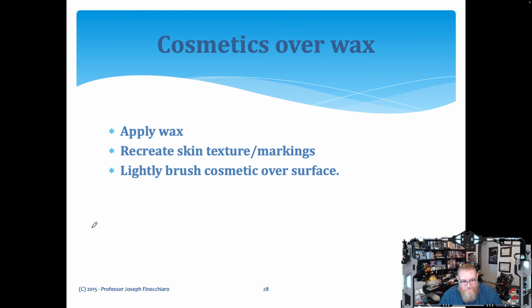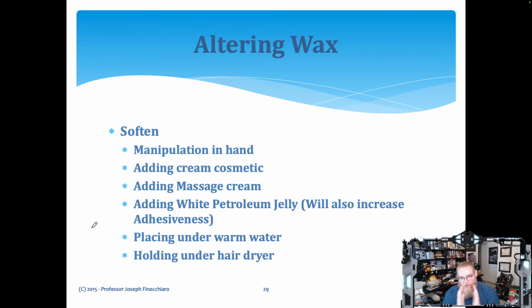Cosmetics over wax: apply your wax, recreate skin texture and markings, and lightly brush cosmetic over the surface. So what happens if you need to alter the wax? Well, if you want to soften wax, you can manipulate it in your hand and let your body heat do the work. You could add cream cosmetic, you could add massage cream or petroleum jelly. And if you add petroleum jelly, it's also going to make it more sticky. You can place it under warm water. I am not a fan of that one personally. You can also hold it under a hair dryer. I've used the hair dryer.